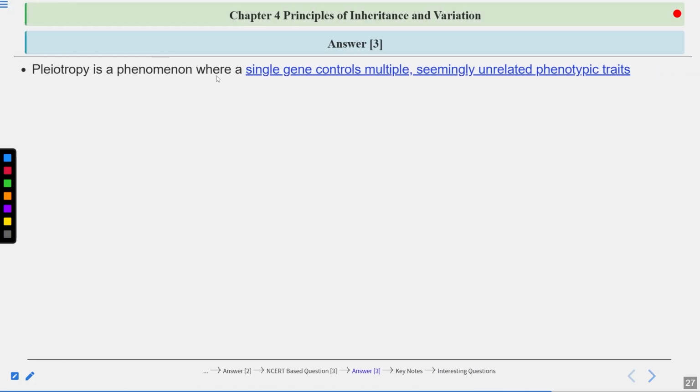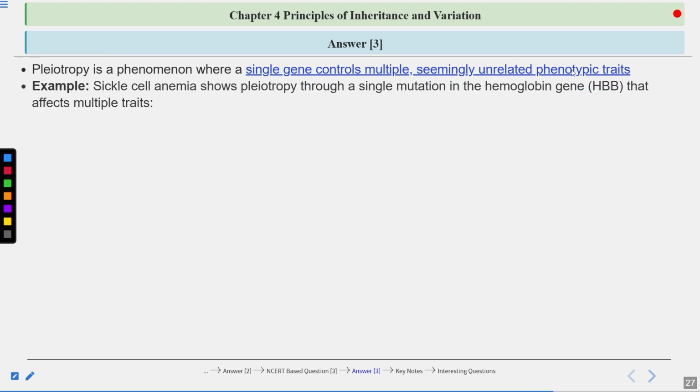So pleiotropy is a phenomenon where a single gene controls multiple seemingly unrelated phenotypic traits. One example is phenylketonuria, another example is sickle cell anemia. This shows pleiotropy through a single mutation. So there is a single base pair mutation in the hemoglobin gene that affects multiple traits.